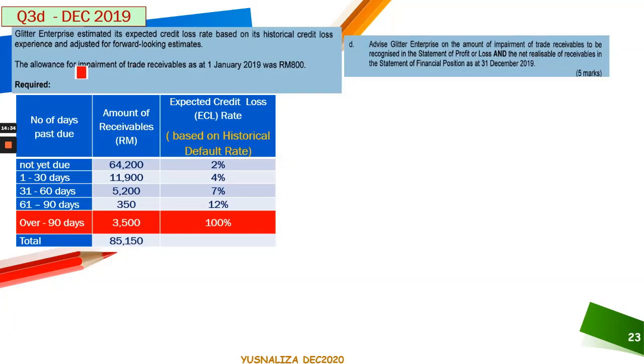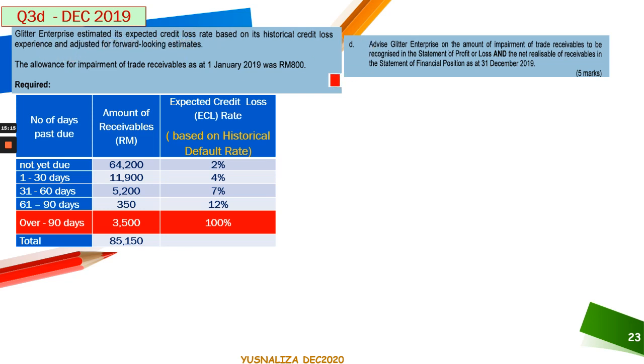Next one is regarding the allowance for impairment, which is question part 3D. You are asked to advise Glitter Enterprise. Earlier the information has been given, but I have just copied some of the information here. Advise Glitter Enterprise on the amount of impairment of receivable to be recognized as at 31st of December in the statement of profit or loss and also in the statement of financial position.